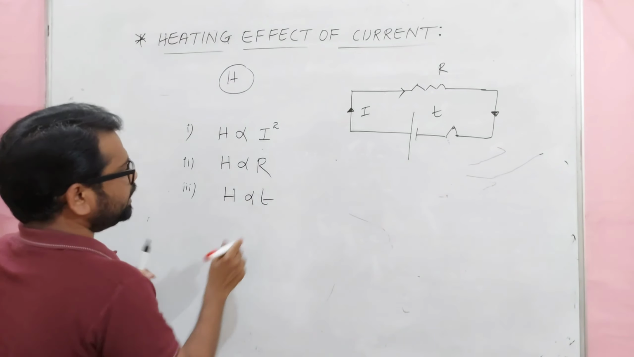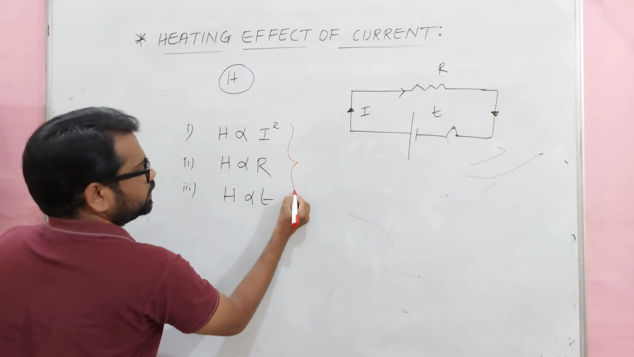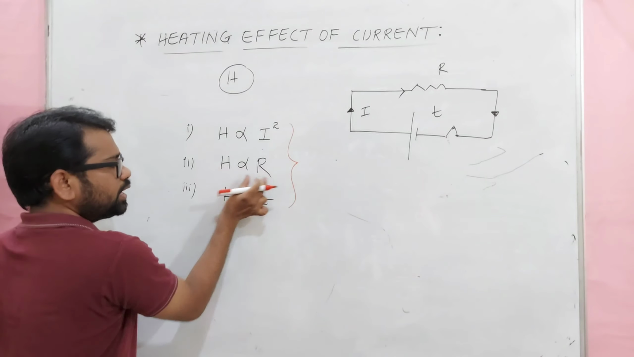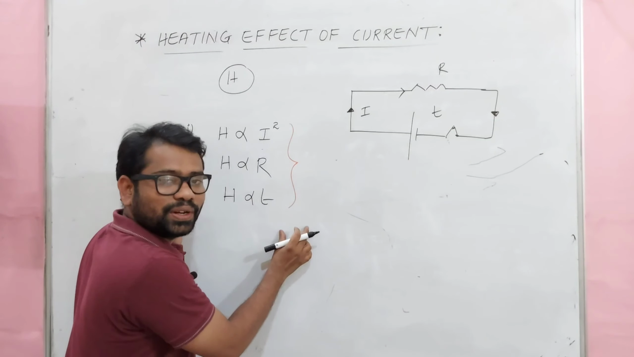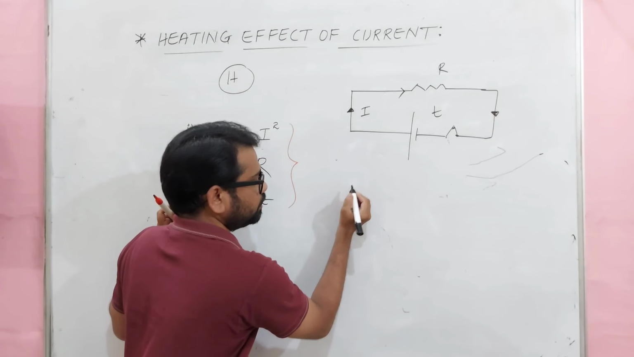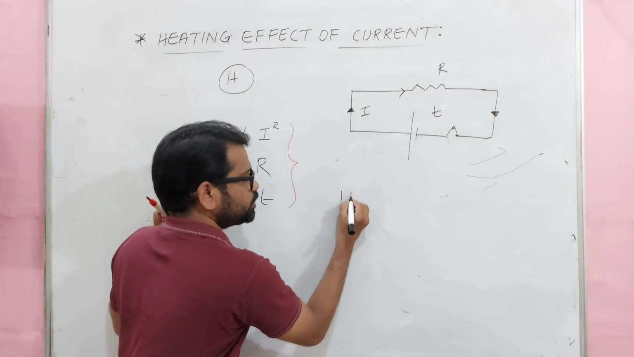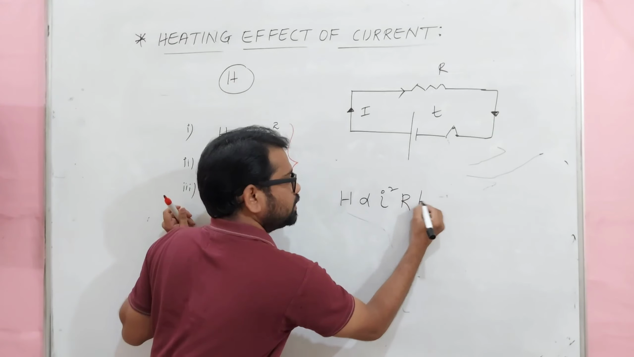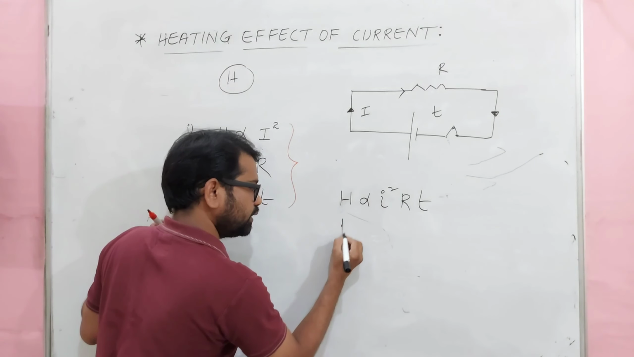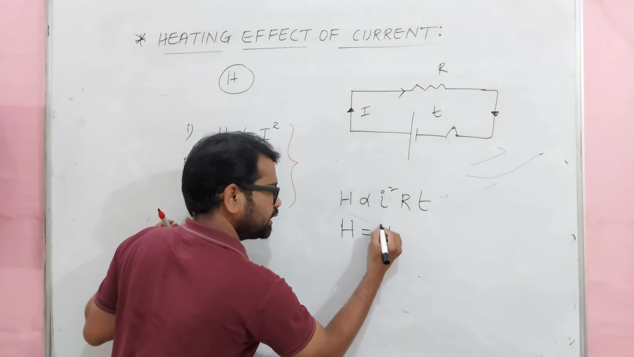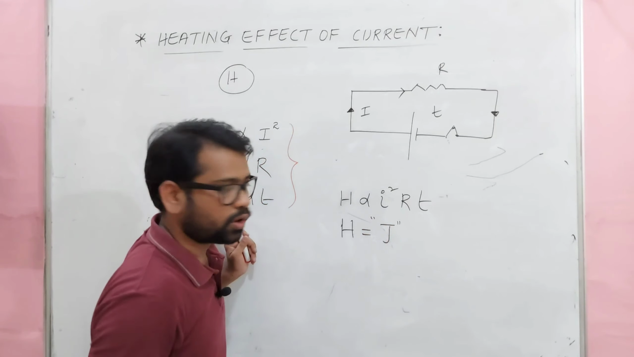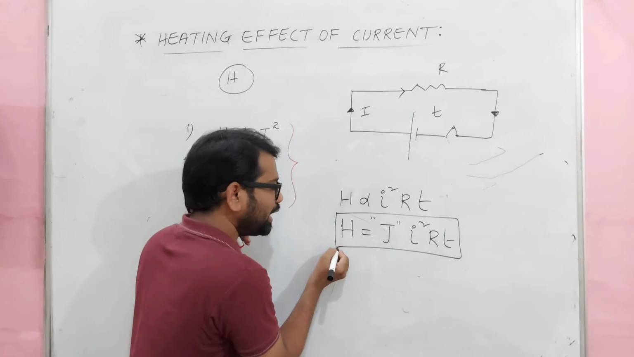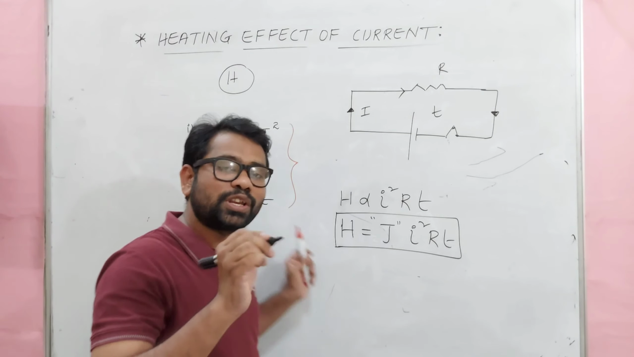Children, very important here. H is proportional to I square, H is proportional to R, H is proportional to t. So we can write H is proportional to I square R t. So H is equal to J, where J is a proportional constant, into I square R t. We can call it Joule's law of heating.